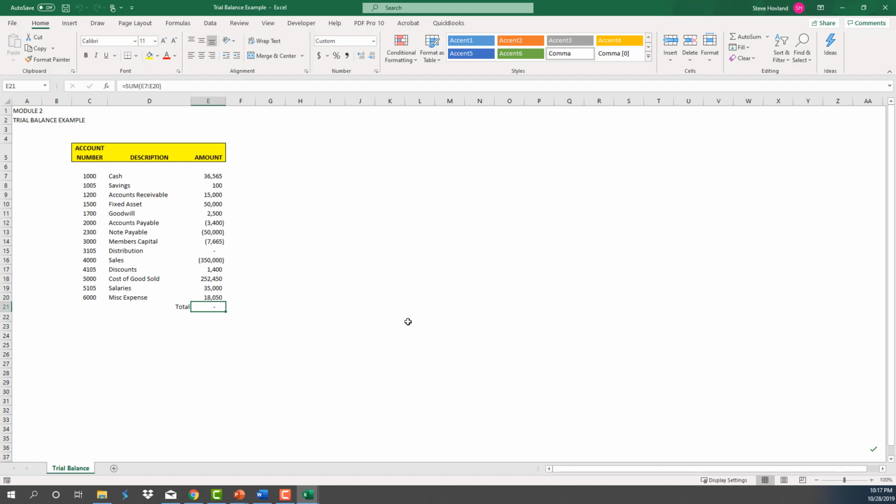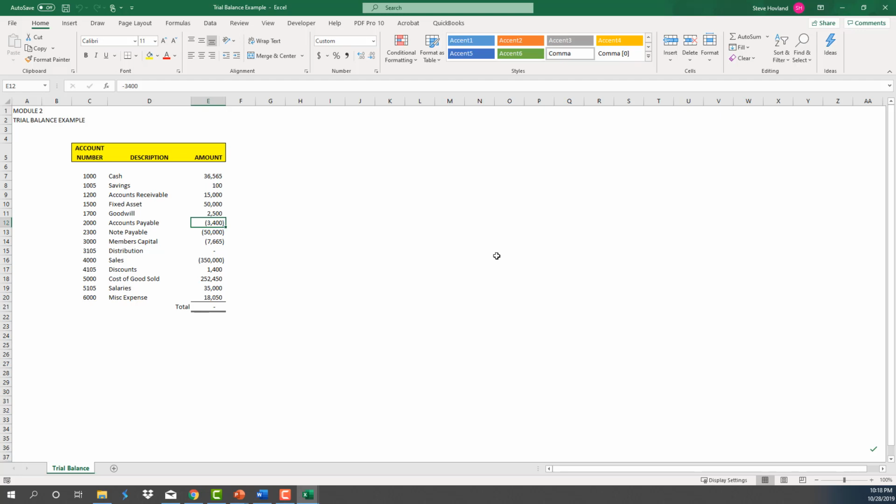You also see in here the credits are showing up in brackets or negatives. And that's traditionally what you see in a trial balance and in most higher end accounting software. Now, the software that you're probably using, whether you're using QuickBooks or Xero or FreshBooks, a lot of times those software don't show credit balances as negatives.